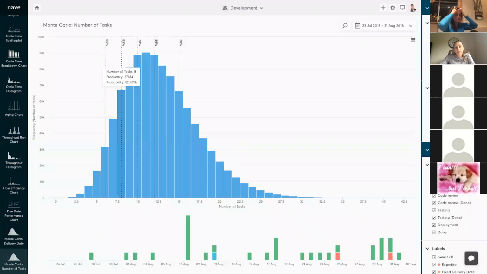Monte Carlo number of tasks simulation works on the same principle, but instead of predicting the due date of a certain amount of tasks, it produces a probabilistic forecast on how many items can be completed within a certain time frame.